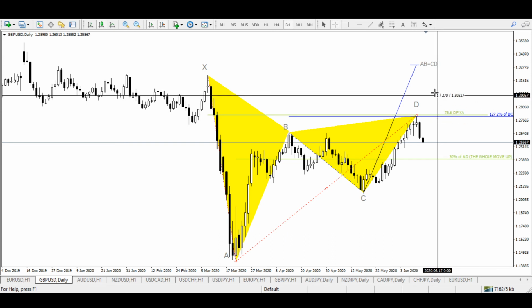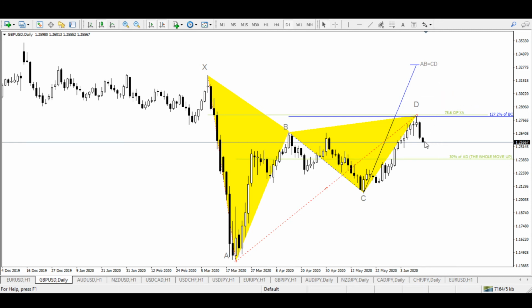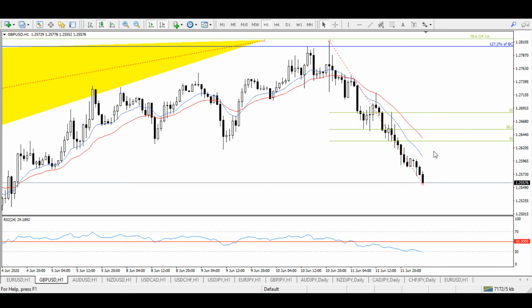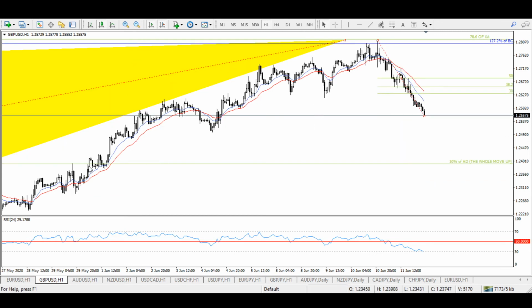So this is for the buy trade, but right now we'll have to look for an opportunity to enter the sell trade. As I said, there is a delay in negotiation between the European Union and the UK, so it can support the fall. So we'll have to wait for the retracement against this recent move down, and then we can take our entry.